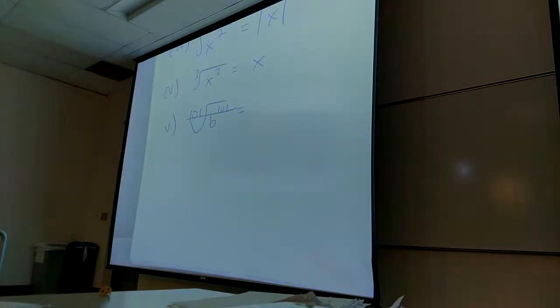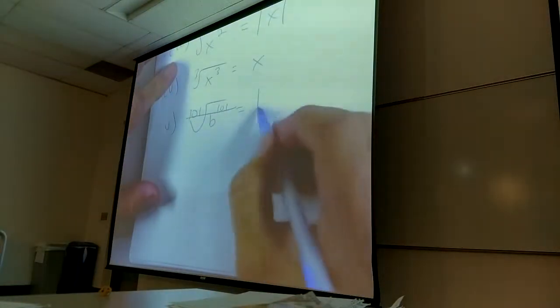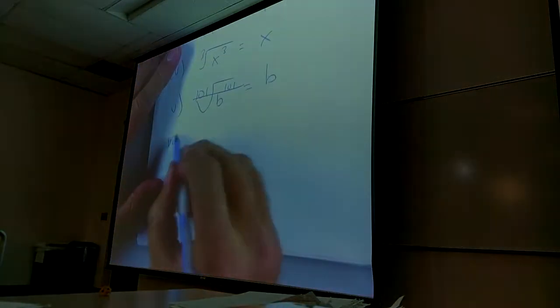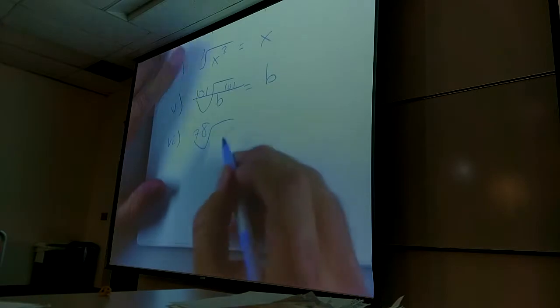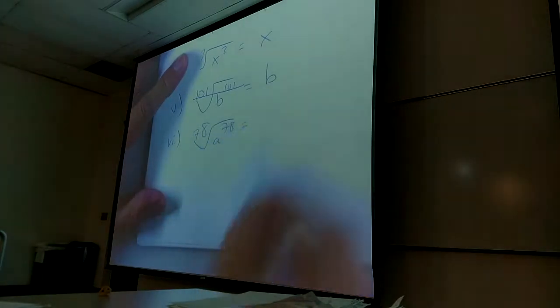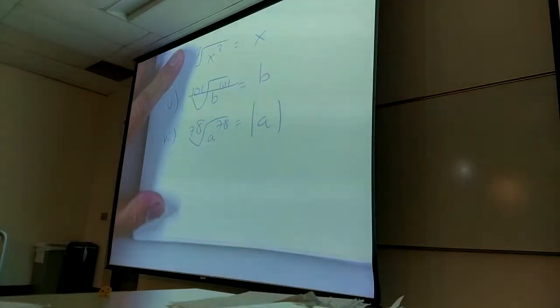The 101st power is the opposite of the 101st root. They undo each other. And it's an odd root, so the answer can just be B. What is the 78th root of A to the 78th? Absolute value of A. I love it.